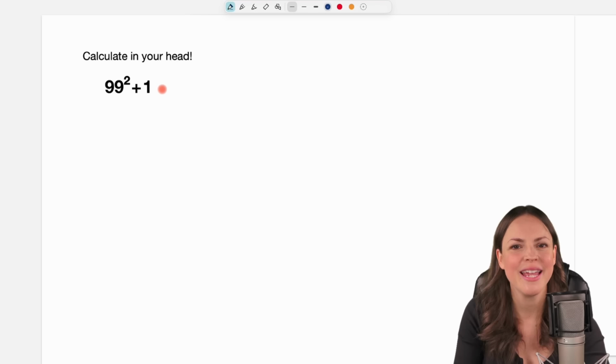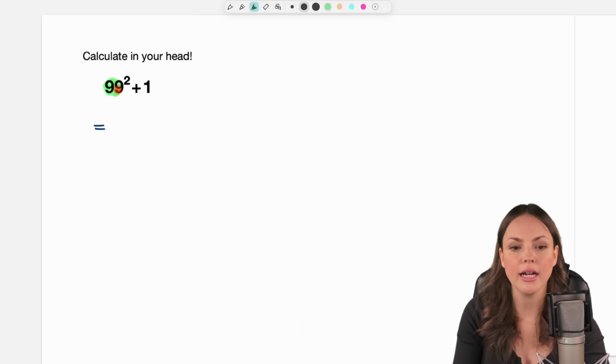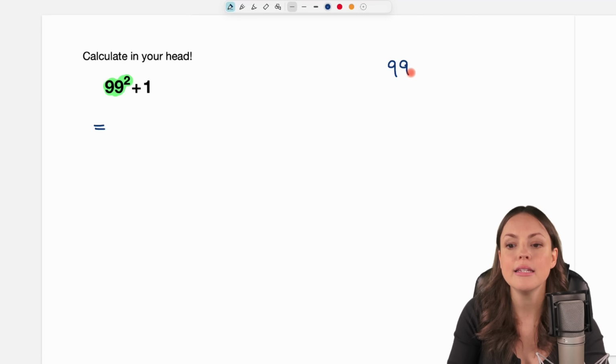I want to show you two different ways how to calculate this in your head. We have 99 squared plus 1. The first way is to take the 99 and square it. So it is 99 times 99.